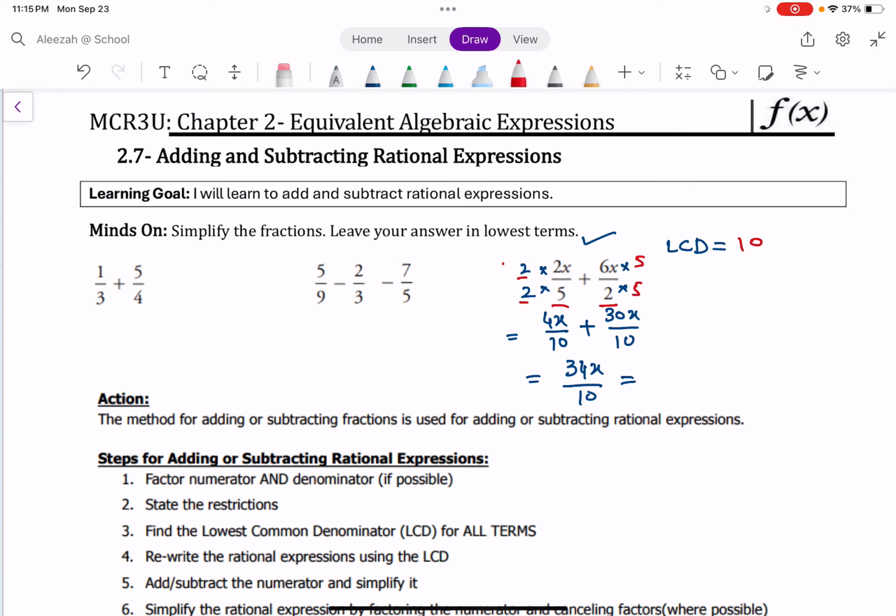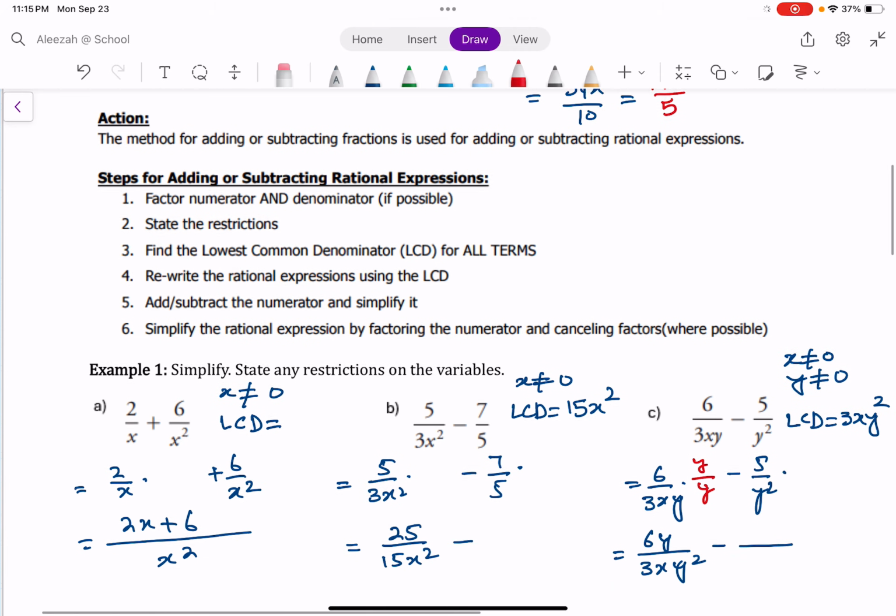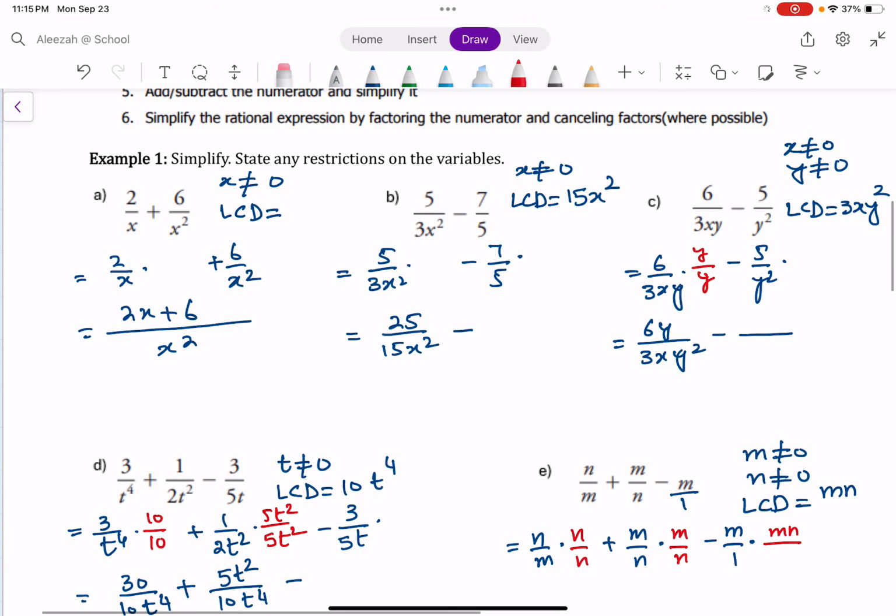Now the common denominator is 10, so it will be 4x plus 30x is 34x, and I can simplify it further because I can divide these numbers by 2, so it will be 17x over 5. That's my answer. Here I don't have a variable in the denominator, so no restriction. When it comes to adding and subtracting rational expressions with variables in the denominator, the first thing is to write the restriction.